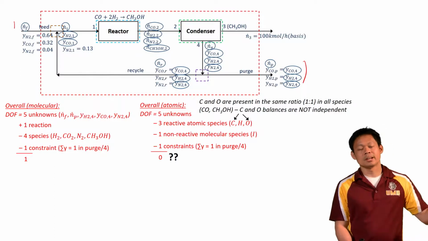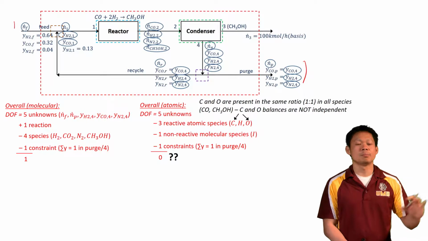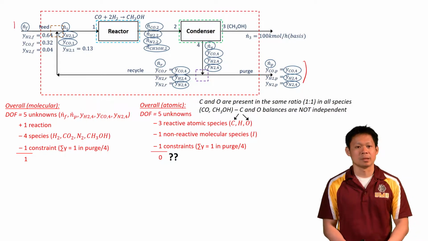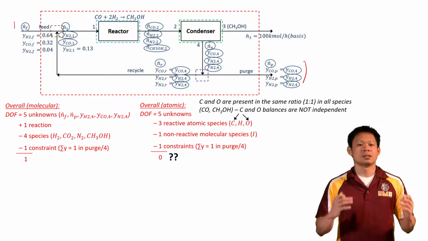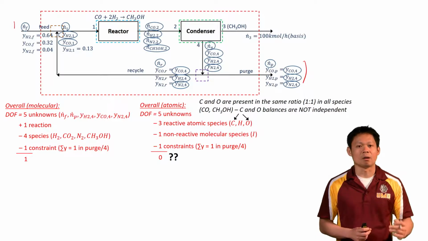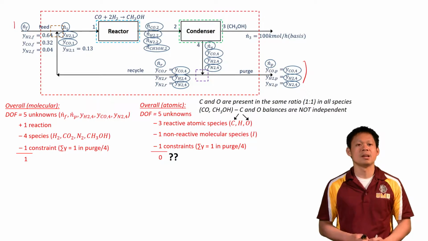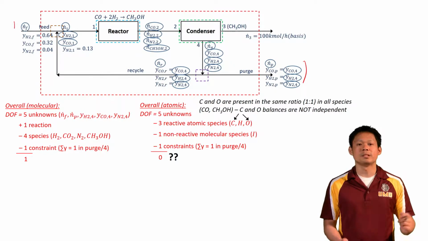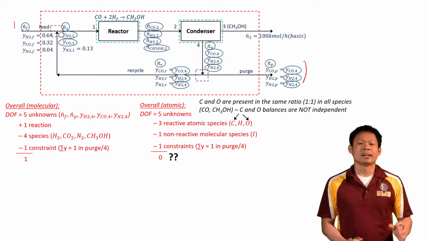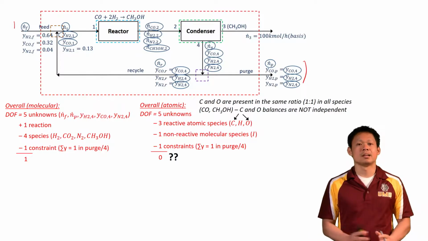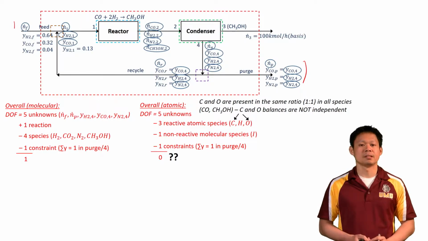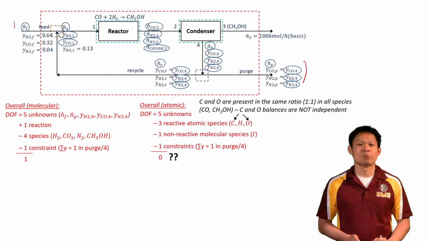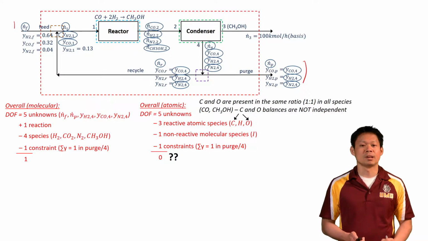So going back to 2 lectures ago, when we talked about this idea of independent species balances for atomic, when you have 2 atomic species that are in the same ratios in all the species present around the system, they are not going to be independent. So in this case, carbon and oxygen are always in a 1-to-1 ratio in carbon monoxide and in methanol. When you write out the carbon balance and the oxygen balance, they are going to look identical. And that's why the C and O balances are not independent. That is why we have a degree of freedom of 0 when we should have a degree of freedom of 1.